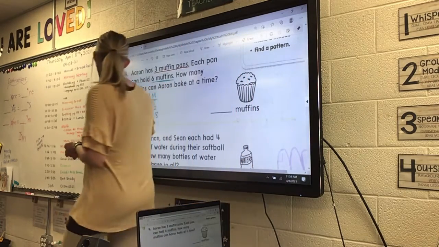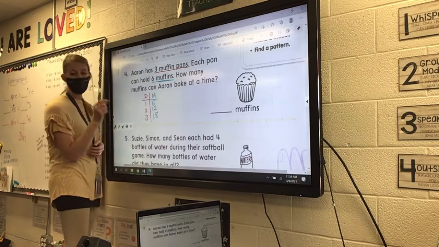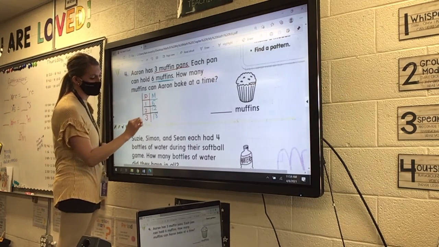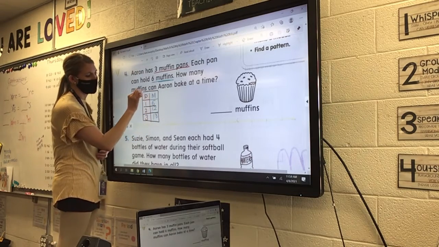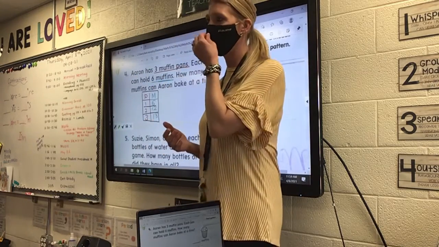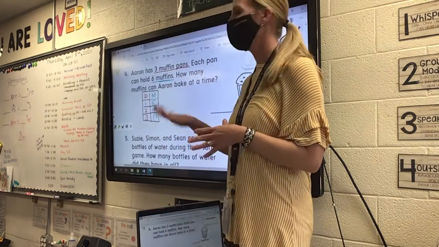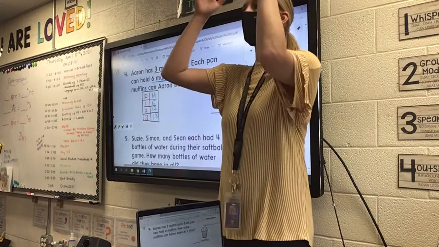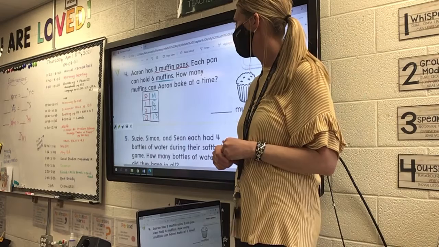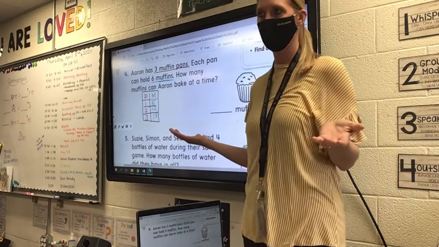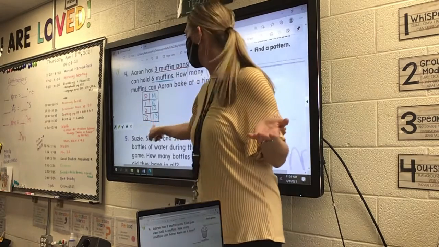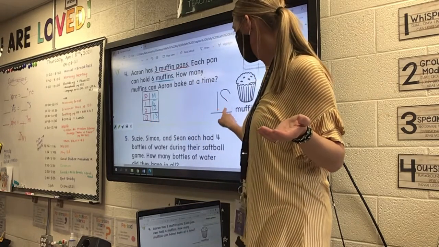And, guys, what you can do, you don't have to do this, but in order to make it look like a table, this is what you could do. You could just make these lines. See how Miss Murphy did that? I made it look like a table, but if you leave it the way that you had it, that's fine too. But that's actually a table, where you have your columns and you have your rows. Now, we figured out this problem by making a table. We figured out that 3 muffin pans can hold 18 muffins.